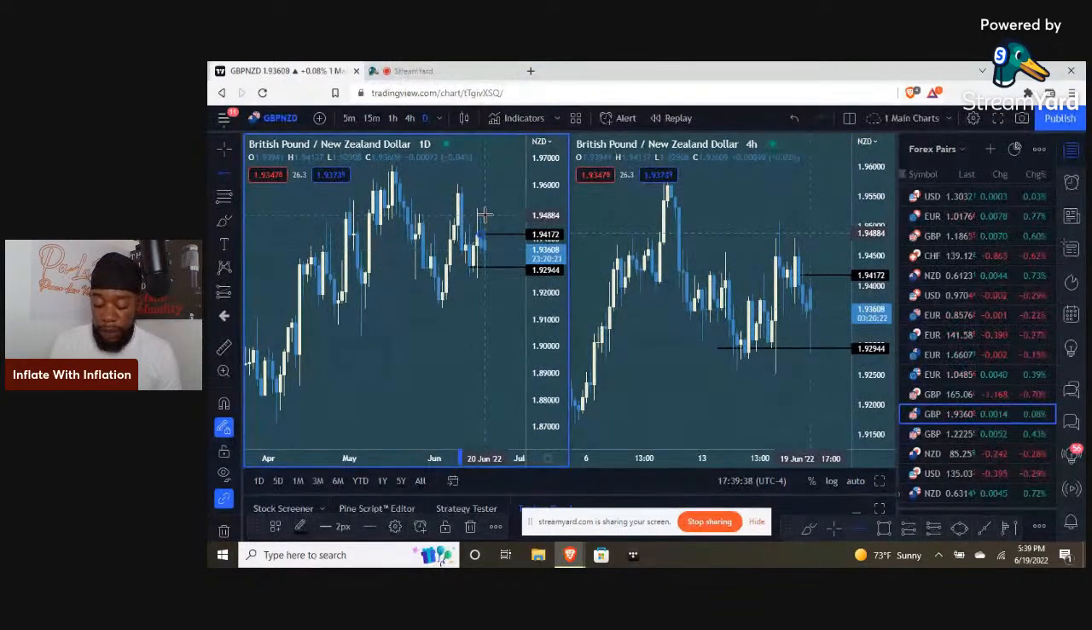Right here, pound is buying, yen is selling. No, New Zealand, my bad. I marked that. I marked it right, but said the wrong currency. So here, pound is buying and New Zealand is selling.